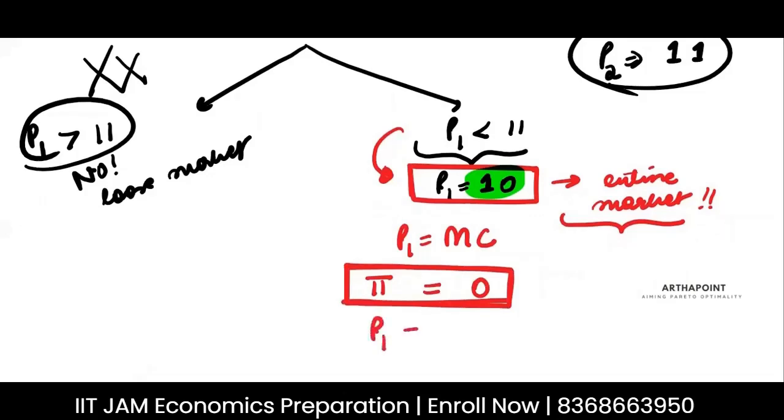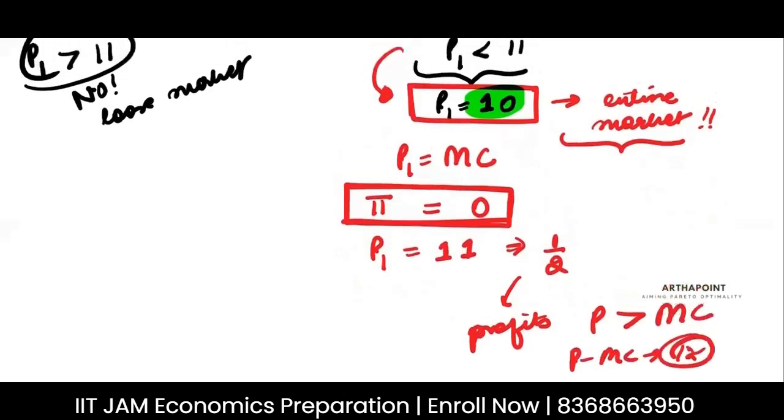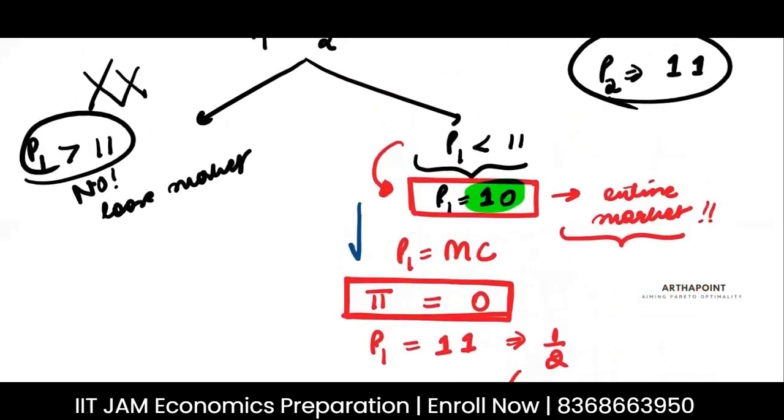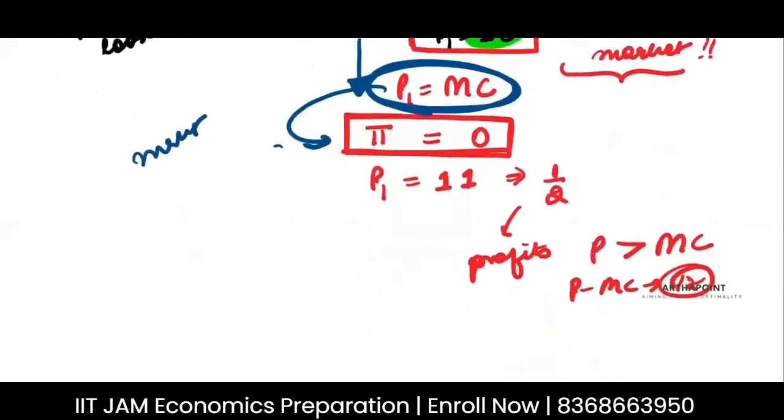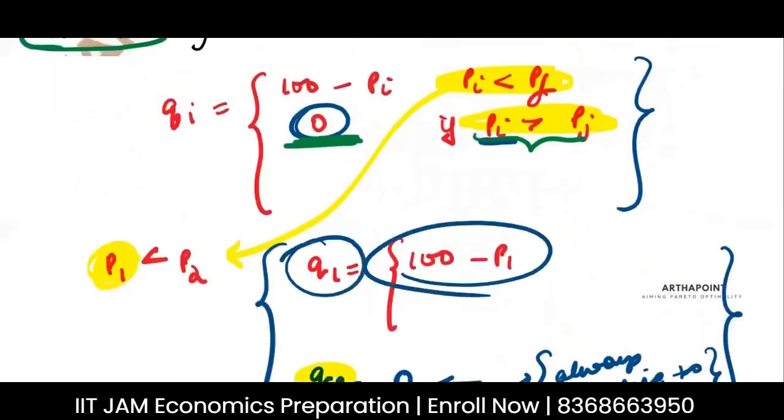Whereas when you were charging a price equal to 11, you were getting half the market. And at the same time, you were making profits because price was above marginal cost. So P minus MC was 1 rupee. So you had a markup. Your price was above marginal cost. So here, when you lower your price by 1 rupee, it becomes equal to the marginal cost, and equal to marginal cost would mean no profit. No doubt you will get the entire market. If I look at my function, I will get this market. How much? 100 minus P1. This will be my quantity.